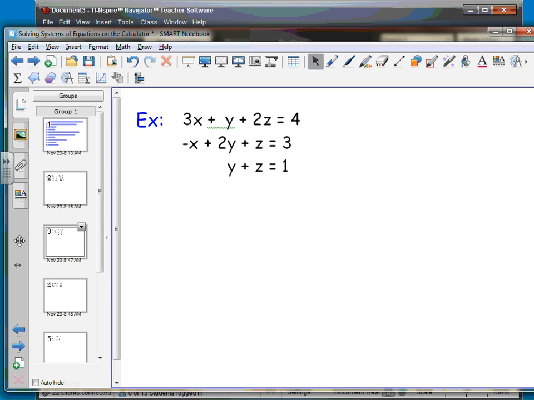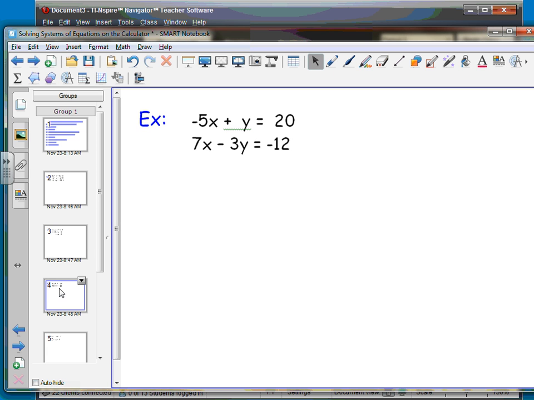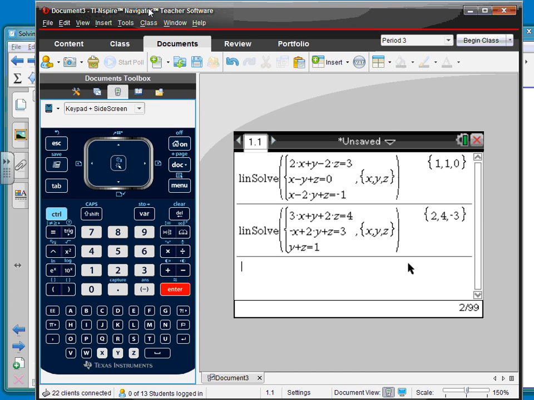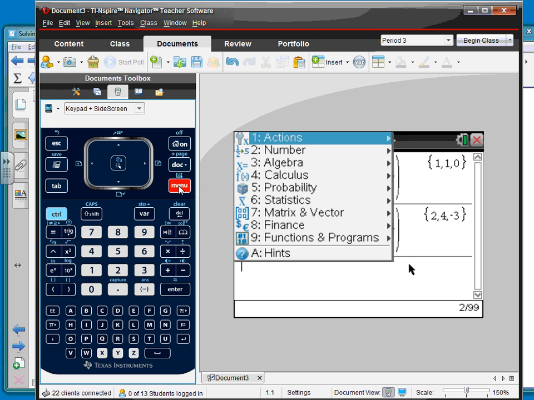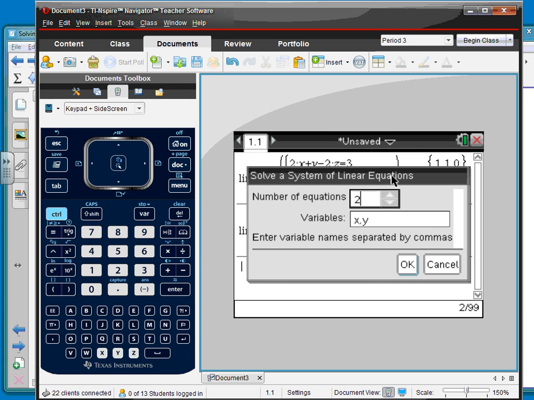So now we've done 3 equations with 3 unknowns. Let's do 2 equations with 2 unknowns, something we've already done at the beginning. So same type of thing. Now we have to go to menu, and in menu, algebra, and solve systems of linear equations.